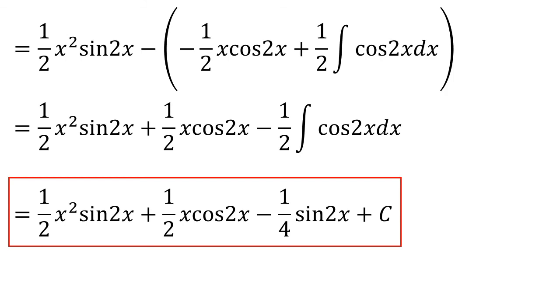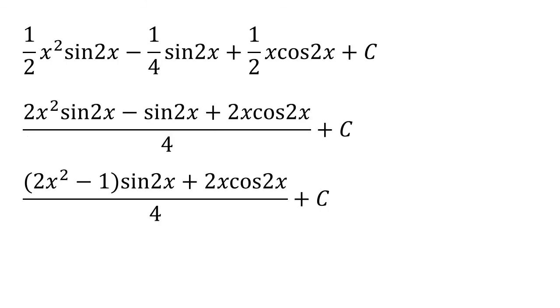Okay? But we can write our answer in a different form. We could write our final answer in terms of 1/2 x squared sine 2x minus 1/4 sine 2x plus 1/2 x cosine 2x plus c. So as you can see, both the terms with sine 2x are written beside each other. Then if you want to write your answer as a single rational expression, you can do that. The LCD is 4, obviously. So that's why it became (2x squared sine 2x minus sine 2x plus 2x cosine 2x) all over 4 plus c.